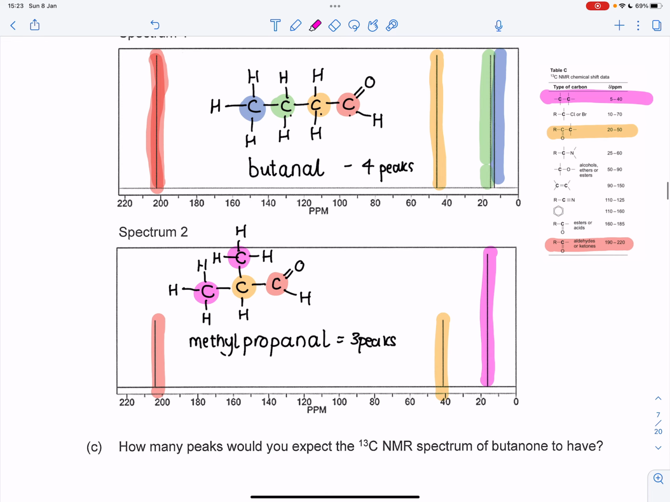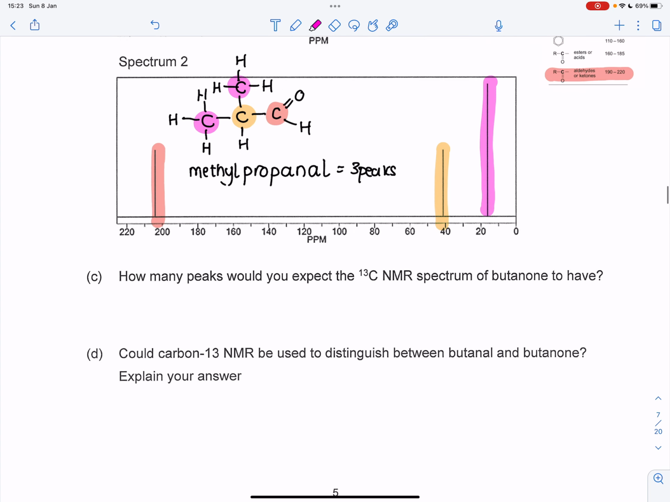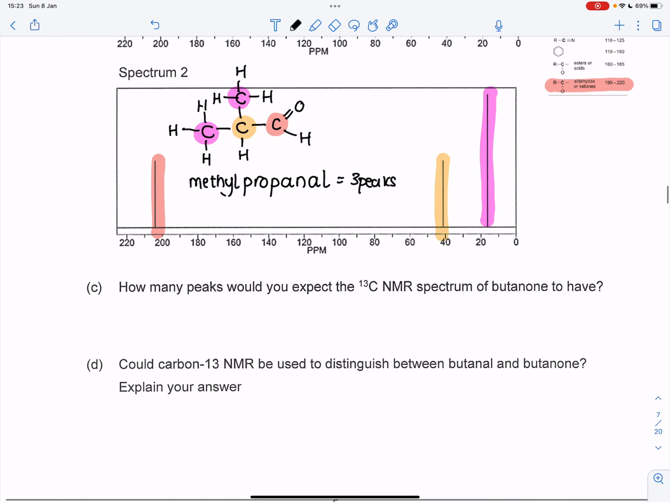So we've identified which spectra belongs to which, and we could list each peak in an exam. The one between 190 and 220 in methyl propanol is due to the aldehyde carbon. The next part of the question asks us to do some predicting, and we're being asked to predict how many peaks we'd expect the carbon spectrum of butanone to have.